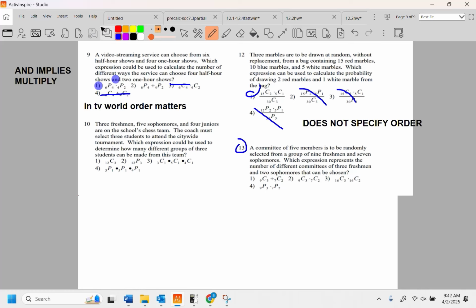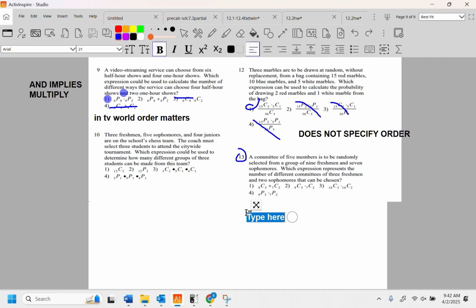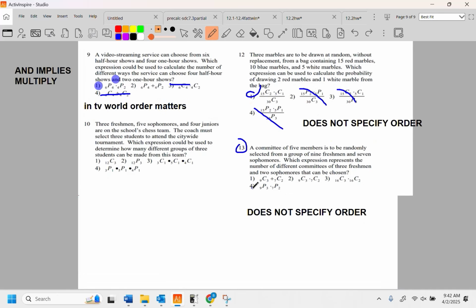13 I thought was kind of interesting. If you scan through the text, 13 has 2 good distractors in it. First off, it does not specify order. Okay? So I can throw that thing out the window. And this is nonsense because you're going to pick one person and then another and then another, which implies multiplication. I might be thinking of a different problem. Oh, I'm thinking of 10.